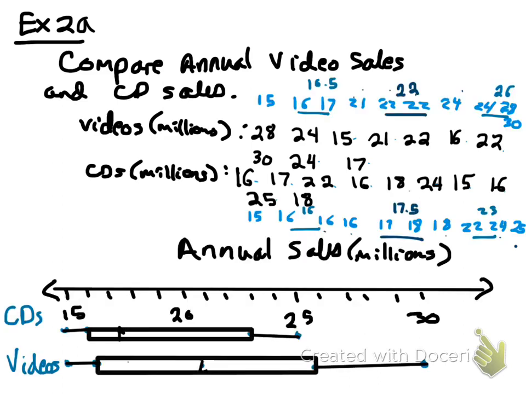Alright, you should have reordered the sales in number order. You should have found that 22 was the median for videos, and 17.5 is the median for CDs. The lower quartile for videos is between 16 and 17, so 16.5. The upper quartile for videos is between 24 and 28, that's 26. The lower quartile for CDs is between 16 and 16, that's 16 still. The upper quartile for CDs is between 22 and 24, which is 23. You should have drawn your number line; compare and make sure that yours is accurate. The 15 is the minimum for CDs, and your maximum is 25. For videos, your maximum is 30.